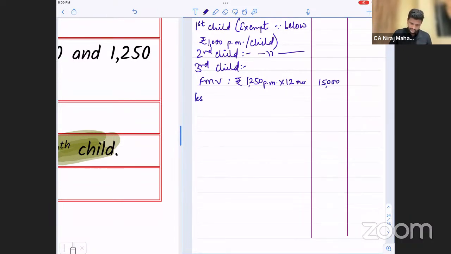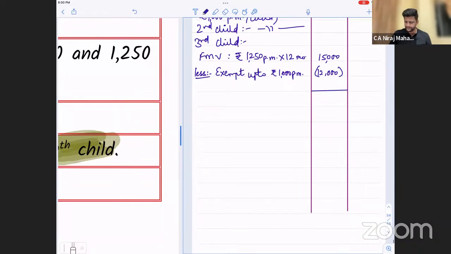Less exempt up to rupees 1,000 per month. So that comes to 12,000. So for this child, we tax it at rupees 3,000. Okay, till here, all of you?